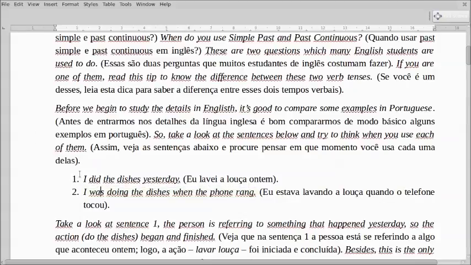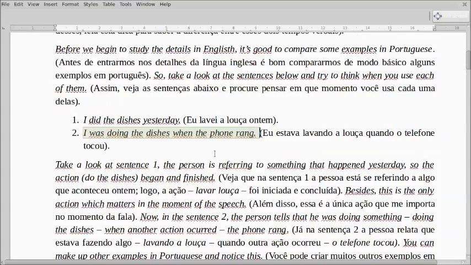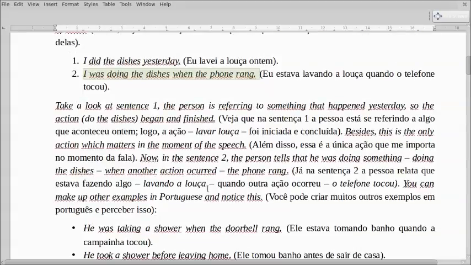Então, na primeira frase, é uma ação que você começou e acabou. Você lavou a louça. Acabou. Na segunda, você estava lavando a louça quando o telefone tocou. Então, você estava fazendo uma ação e foi interrompida por uma outra. Foi atender o telefone. Ok? So, that's the difference. Past continuous is used when you talk about two different actions. Passado contínuo é usado quando você fala sobre duas ações. Okay?